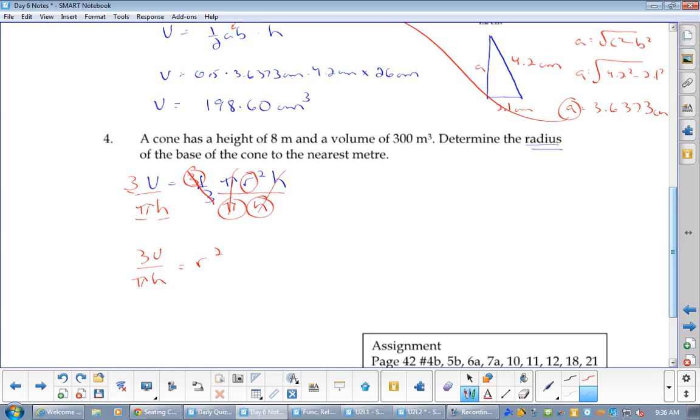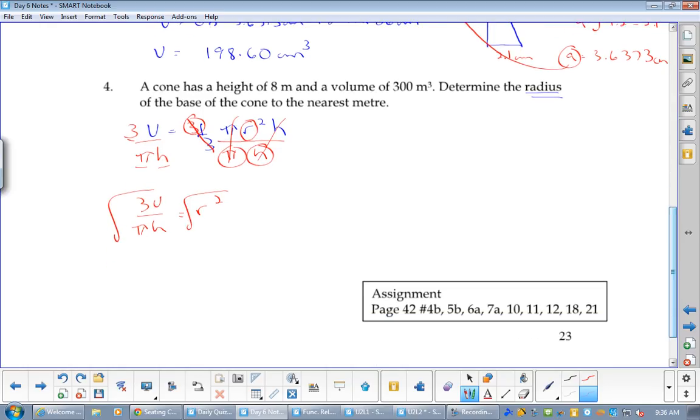So I can square root this side and I can square root this side. So you have actually developed your own formula for finding the radius of any cone. Now, this is an excellent thing to be able to do. Make your own formulas, okay?